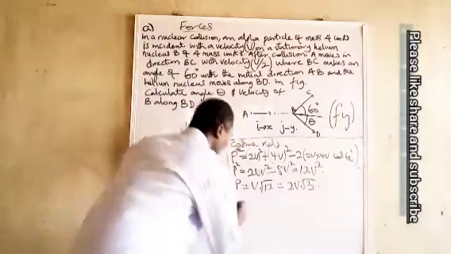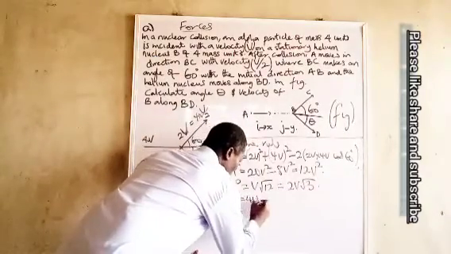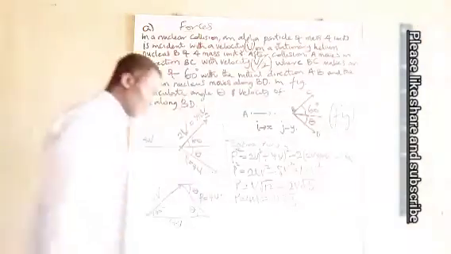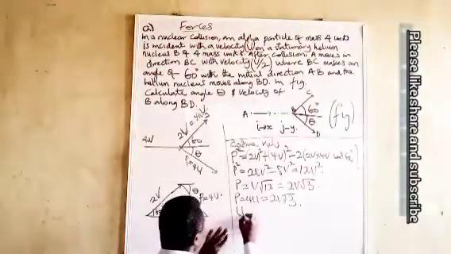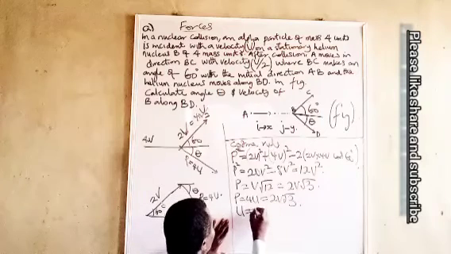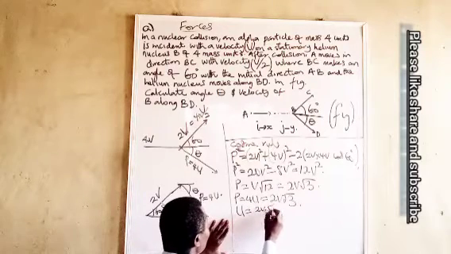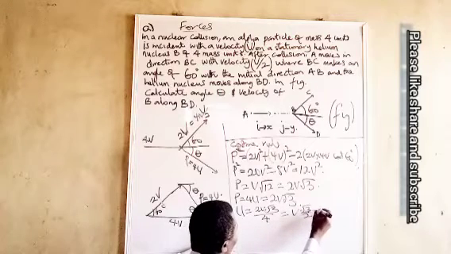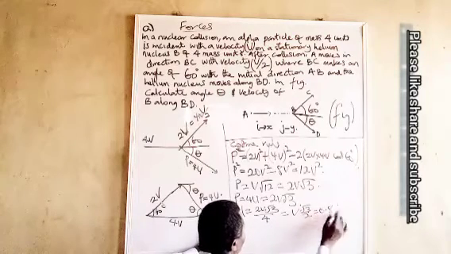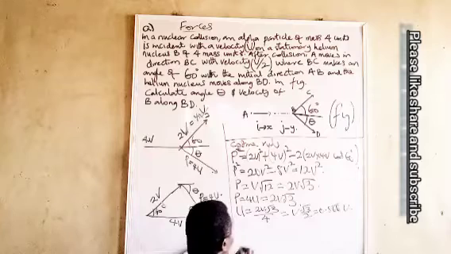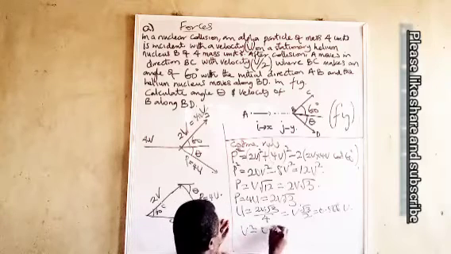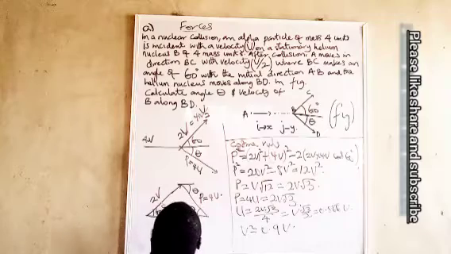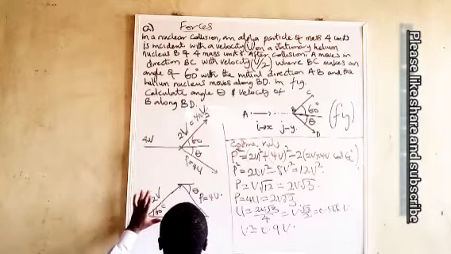From there, we know that P equals 4U, which is 2V root 3. P equals 4U, which is 2V root 3. So from here, U will be equal to 2V root 3 over 4, and that is V root 3 over 2. That is 0.866V, so U is approximately 0.9V.